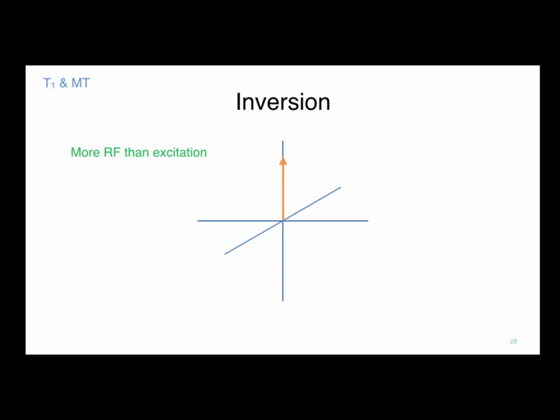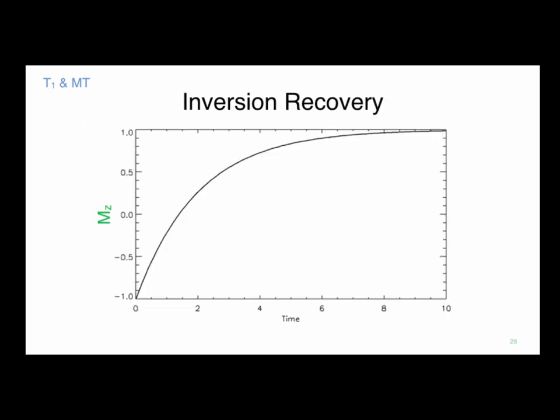Now there's more to T1 than just saturation and recovery of excitation. Instead of giving a 90-degree pulse that excites the magnetization into the transverse plane, you can give a longer RF pulse that totally flips the magnetization. If you do that, you can look at an inversion recovery experiment. In this case you start with the magnetization inverted, and of course the same process happens as what we talked about before. The T1 relaxation will slowly bring this magnetization back to equilibrium.